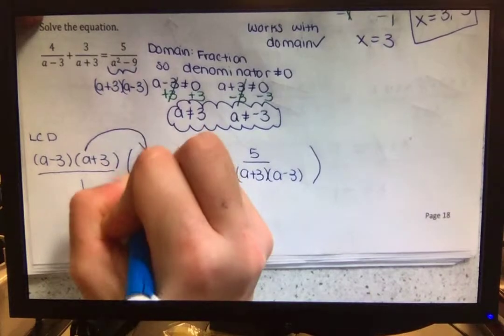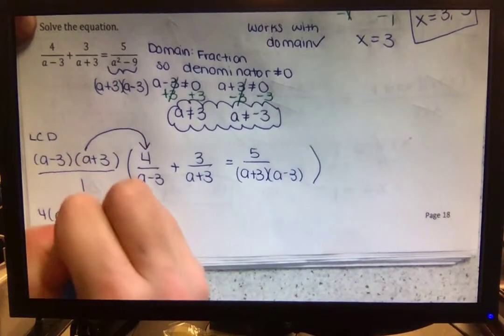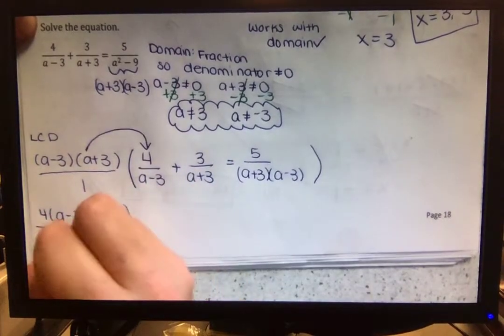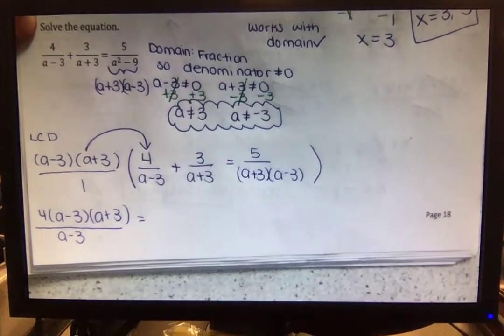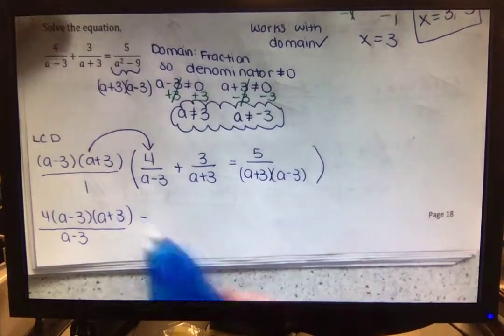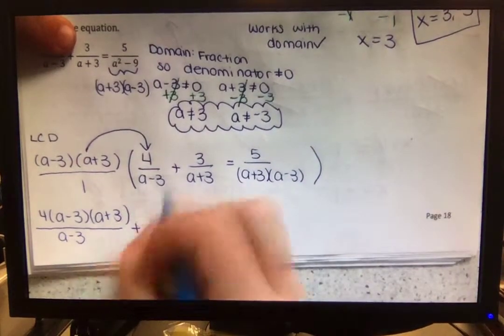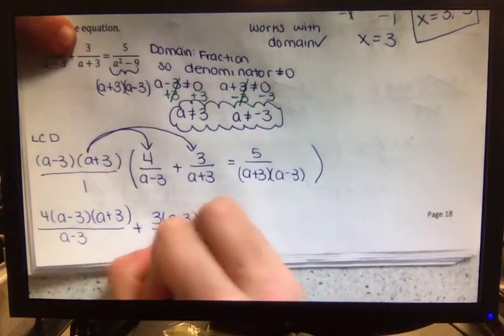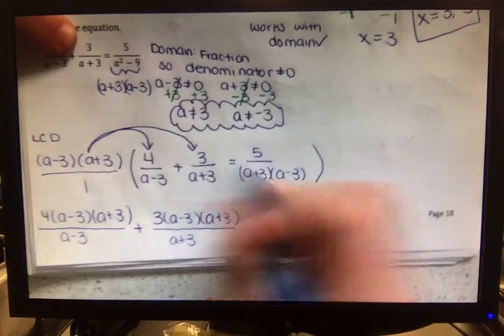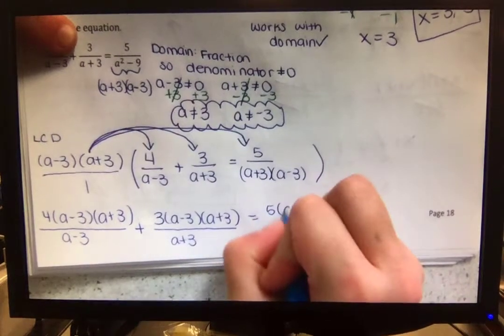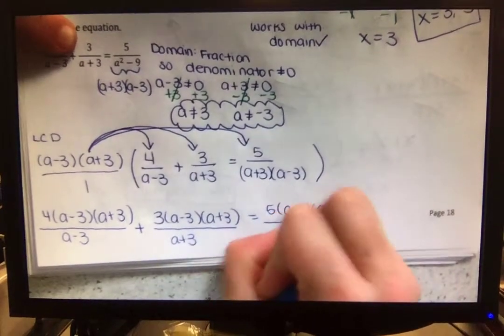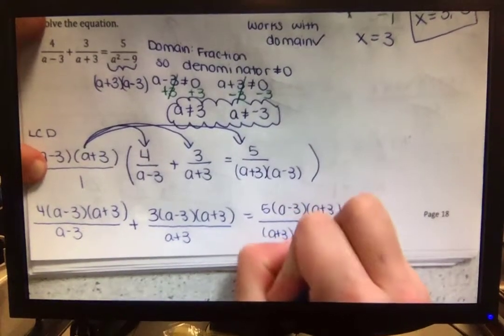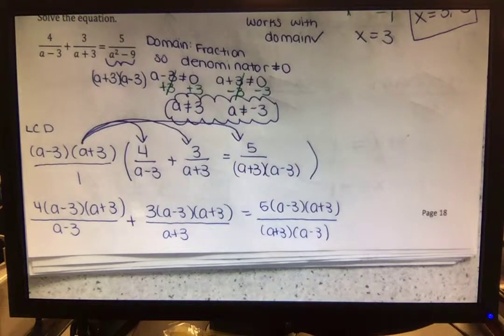We're going to distribute this. So we have 4 times a minus 3, a plus 3, all over 1 times a minus 3, plus 3 times a minus 3, a plus 3, all over 1 times a plus 3, equals, last one, 5 times a minus 3, a plus 3, all over 1 times a plus 3, a minus 3. So you distributed the LCD to everything.